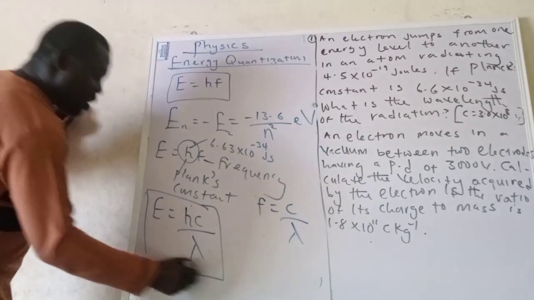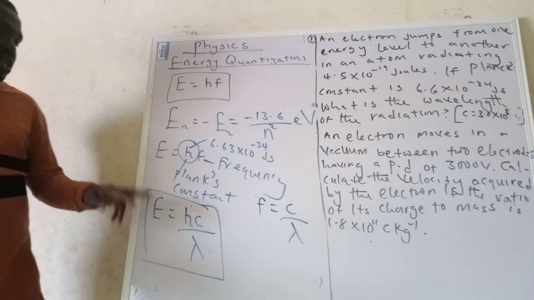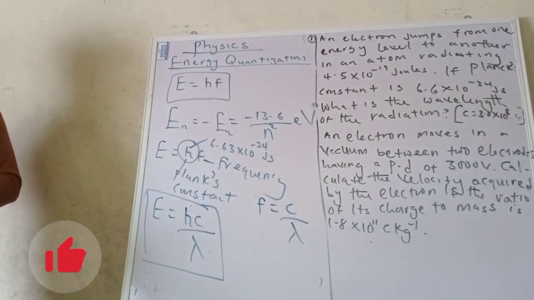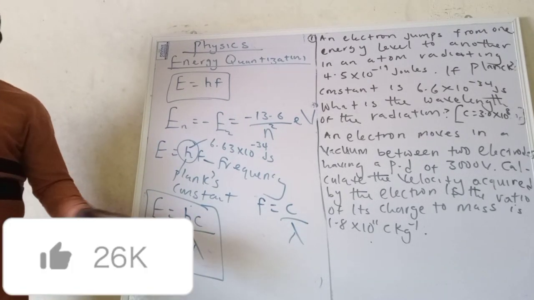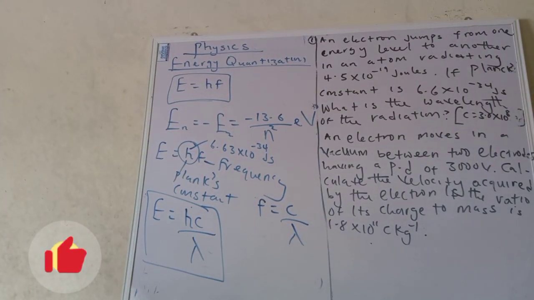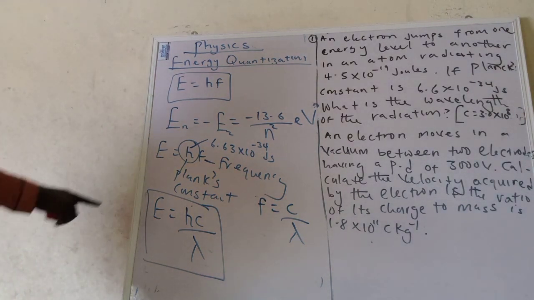So putting this here, we have c over lambda. This is another formula you must take note of, where your energy equals Planck's constant multiplied by speed of light over lambda. The c there is the speed of light, which is 300 million meters per second, or 3.0 times 10 raised to the power 8 meters per second.